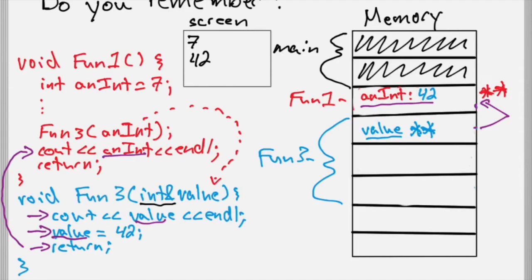Okay, so let's go back to this situation we were talking about before where we said, what if we want to do this pass by reference stuff, but we didn't have pass by reference in the language? Well, if we have pointers, we can get the same kind of behavior.